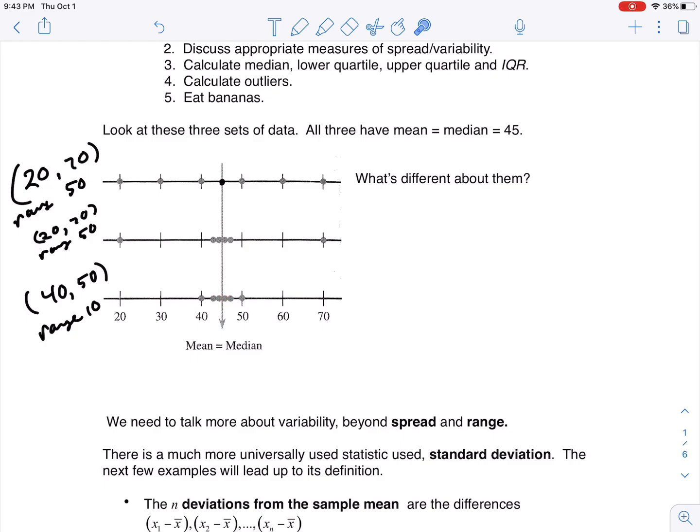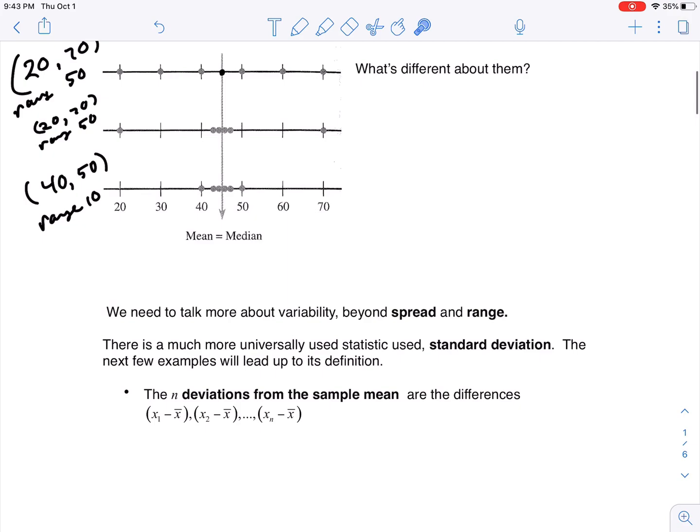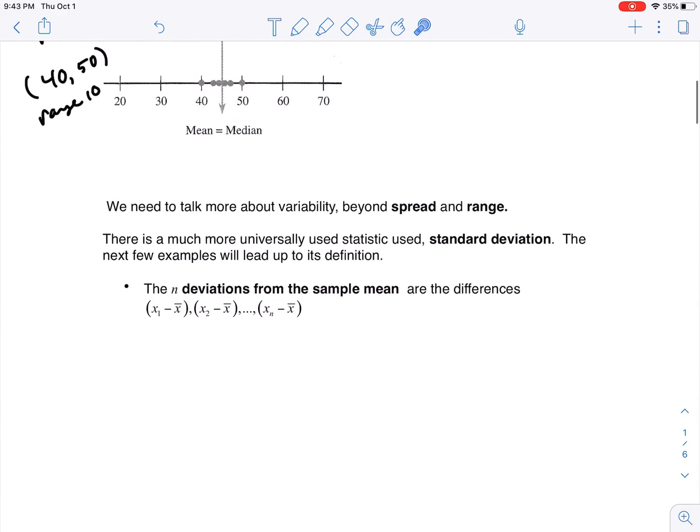We're going to need some more vocabulary around this, and we're going to use what's called a standard deviation to talk about the average distance from the mean of any particular data set. We need to talk more about variability beyond just the spread and the range. So we're going to talk about how to lead up to that. The first thing is, what is a deviation? A deviation is when you take a data value and subtract it from the mean. That's the deviation of that data value.